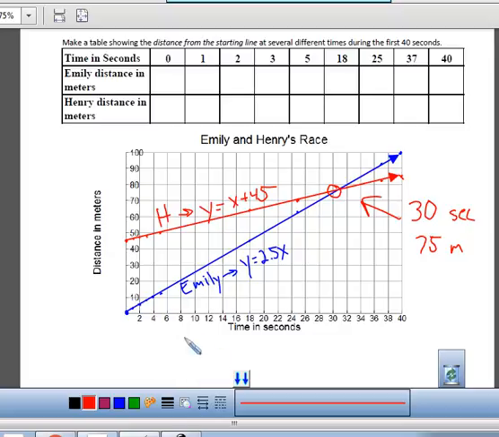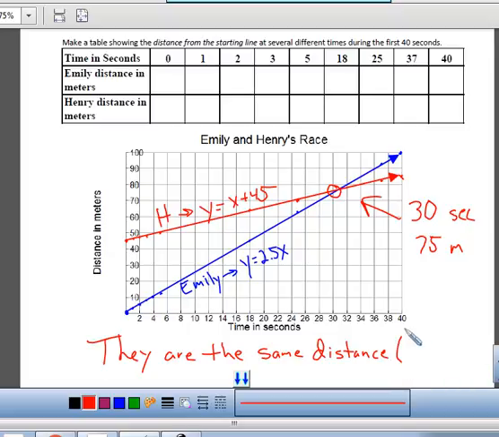So at the bottom, let's just make this note. So they are the same distance, which is 75 meters, at 30 seconds.